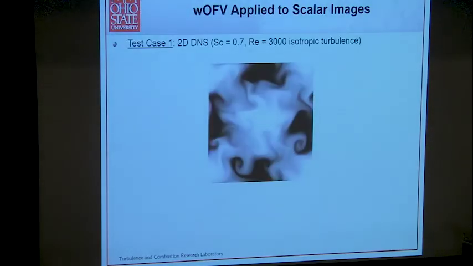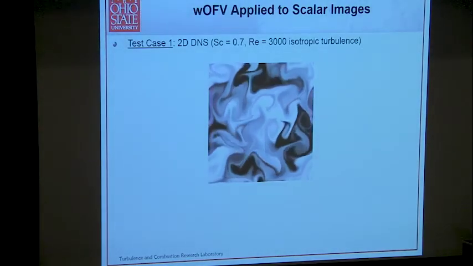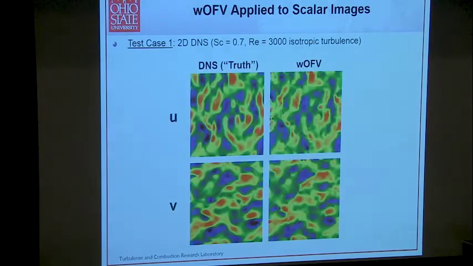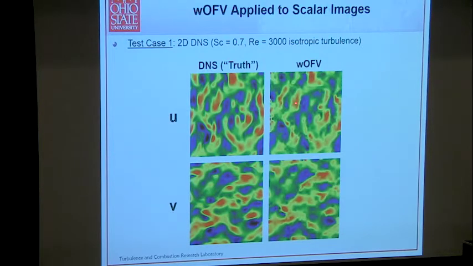But again, let's try it. We'll go back to the same test case, this 2D DNS, so we have a scalar field. Let's see if we can get some hope from this. Okay, not too bad. Here's the DNS, that's the truth. Here's the U component coming from optical flow. This is based only on the scalar images, not the particle images. And here's the V component.